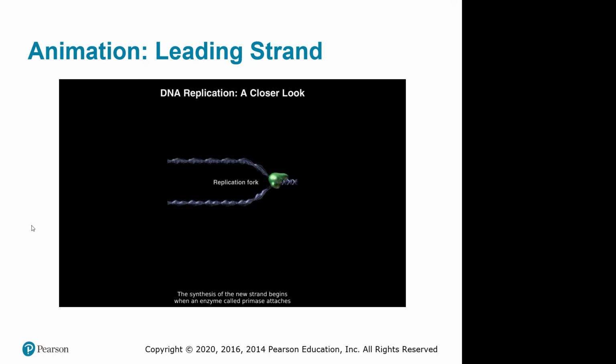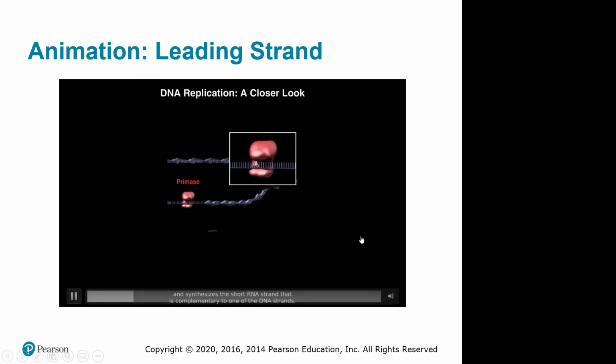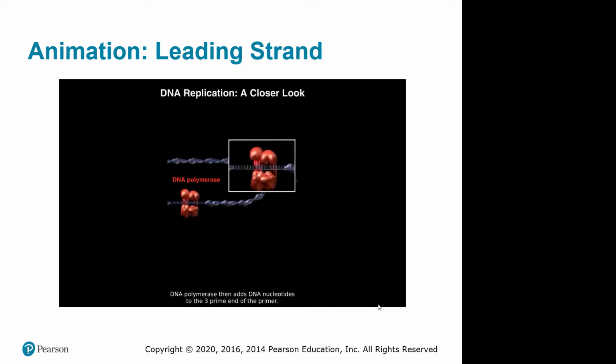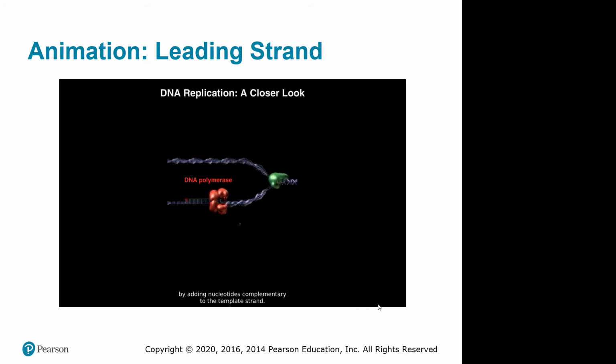The synthesis of a new strand begins when an enzyme called primase attaches and synthesizes a short RNA strand that is complementary to one of the DNA strands. This piece of RNA is a primer. DNA polymerase then adds DNA nucleotides to the 3' end of the primer. It continues to lengthen the new DNA strand by adding nucleotides complementary to the template strand. Notice that DNA synthesis always proceeds in a 5' to 3' direction. The strand just made here is called the leading strand.